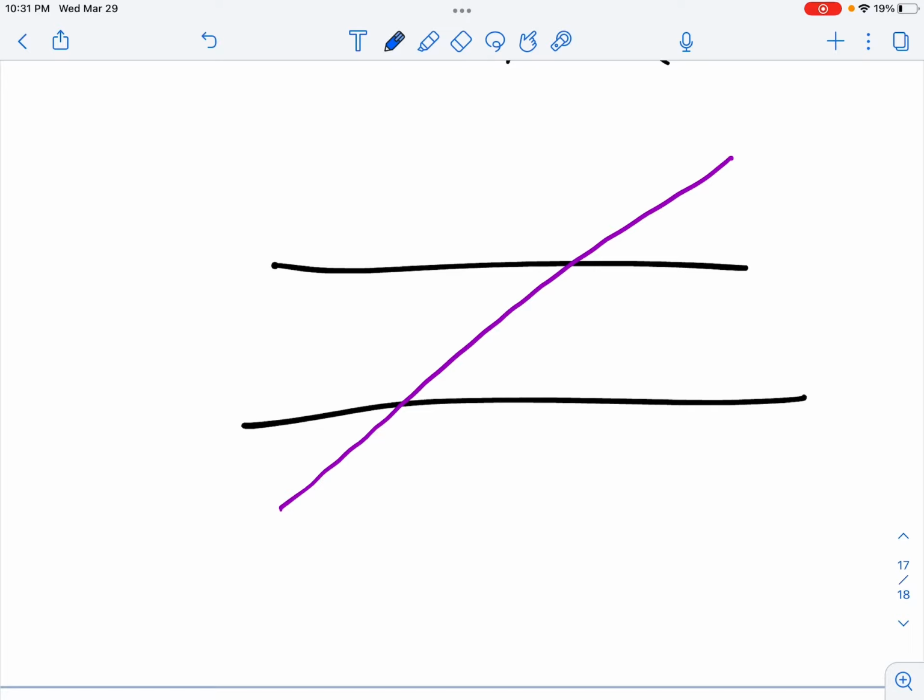Now, if they're not the same, for example, this angle is not the same as that angle, let's call this angle M and angle K. If they're not the same, then they will be supplementary. So M plus K is equal to 180.